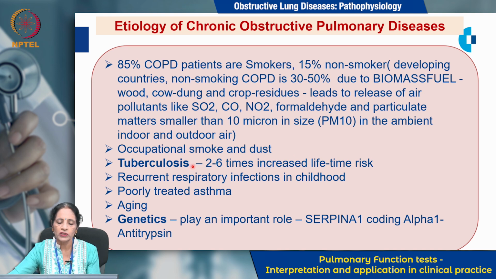Tuberculosis in India especially has a 2 to 6 times increased lifetime risk for COPD. Recurrent respiratory infections in childhood are thought to be an increased risk factor. Poorly treated bronchial asthma also leads to chronic obstructive pulmonary disease. Aging is one of the important factors, and amongst the genetics, it is very important because there is what is called deficiency of alpha-1 antitrypsin, which is in the gene SERPINA coding, and that deficiency generally leads to emphysema.